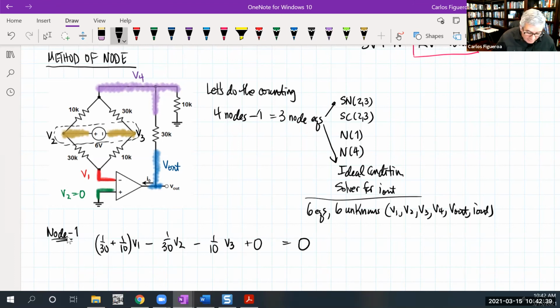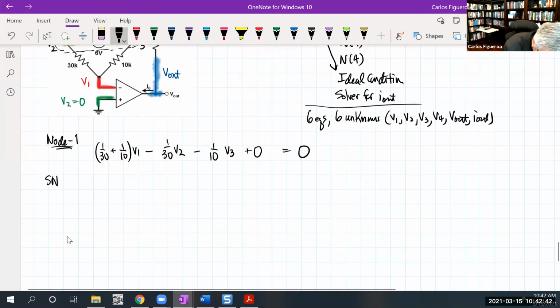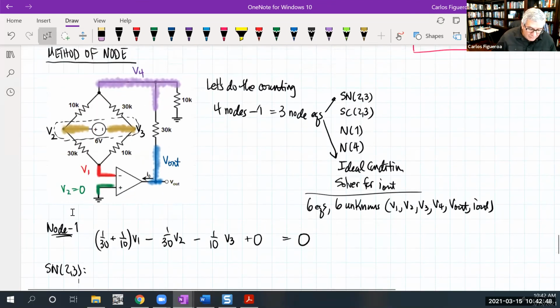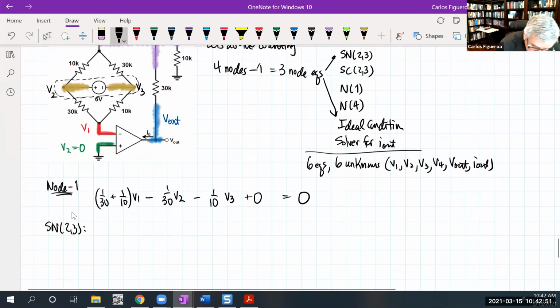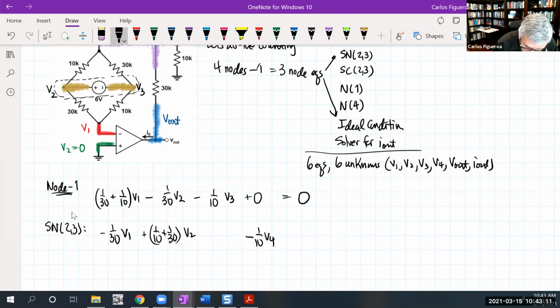Let's look at the supernode now, nodes 2 and 3. If I focus on node 2, I have 2 resistors, so I'm going to get V2. And then I see there's one connected to V1 and one connected to V4, so I'm going to get minus 10 V4, and there's nothing connected to V3. Okay, you know what? I shouldn't have done that. I should have just done this.